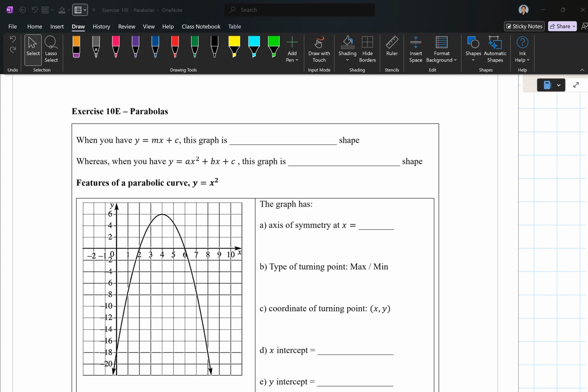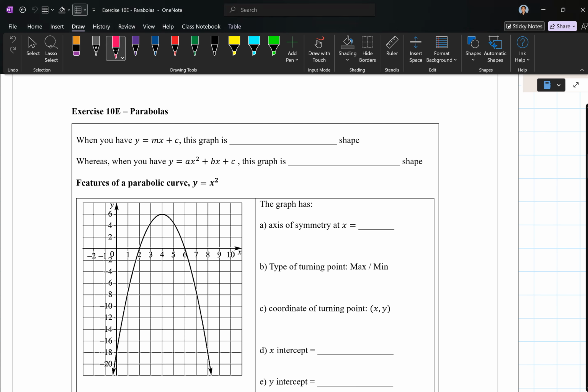All right, team. So we're on exercise 10E. Like I said, this session is going to be pretty easy. You're just needing to read the graph and how to get the graph by plotting coordinates. That's it. Now let's fill in some spots here.